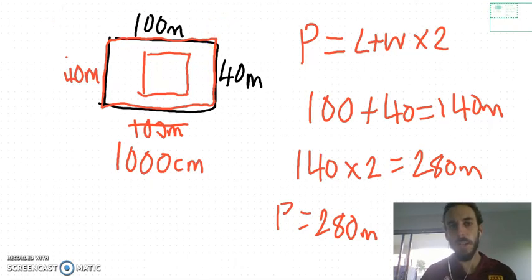Other than that, good luck revising for your test. Remember, perimeter, length plus width times 2.